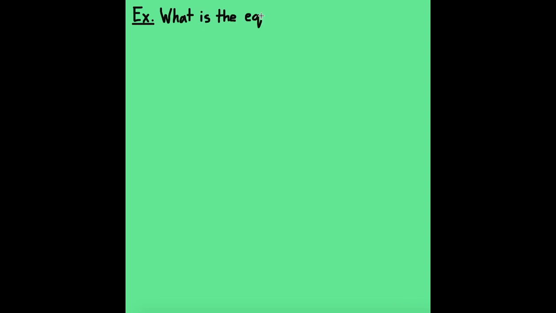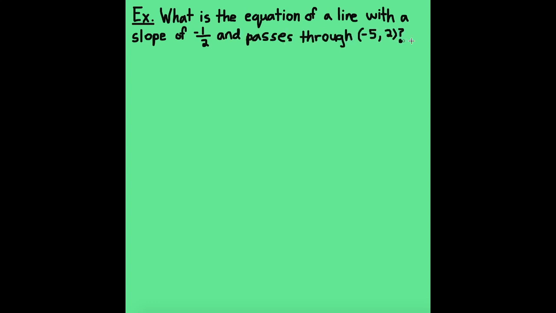What is the equation of the line with a slope of negative 1/2 and passes through the point negative 5, 2? So let's see what we are given in this problem. We are given a point, which is negative 5, 2. x1 is negative 5, since negative 5 is the x-coordinate, and y1 is 2, since 2 is the y-coordinate. We are also given the slope as negative 1/2, and since m is the slope, m equals negative 1/2.